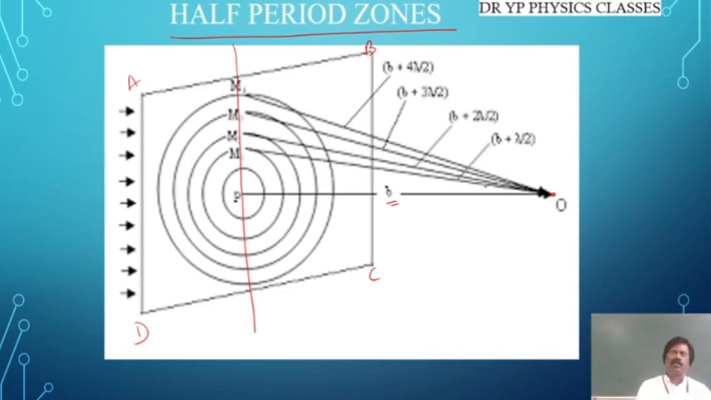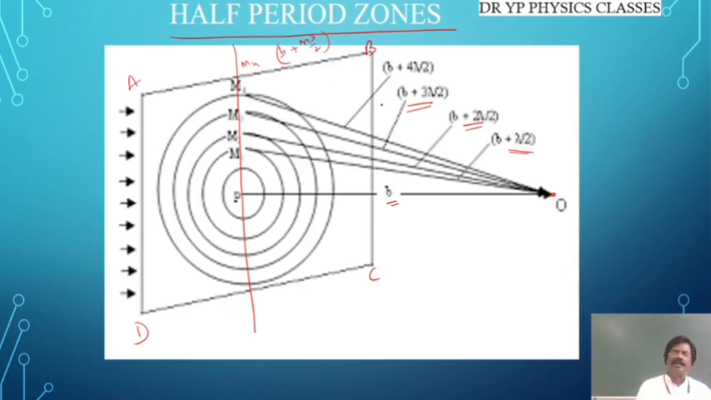OM1 is equal to b plus lambda by 2. OM2 is equal to b plus 2 lambda by 2. Next, OM3 is equal to b plus 3 lambda by 2. For example, for Mn, it is going to be b plus n lambda by 2. So this is the distance between the source of the secondary wavelet and the point O.